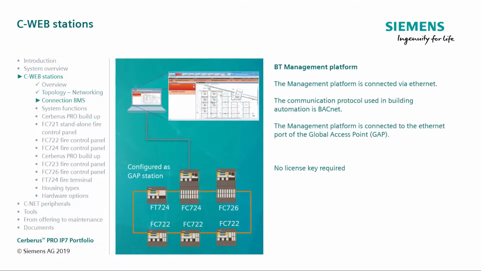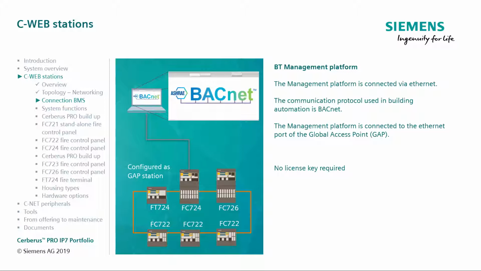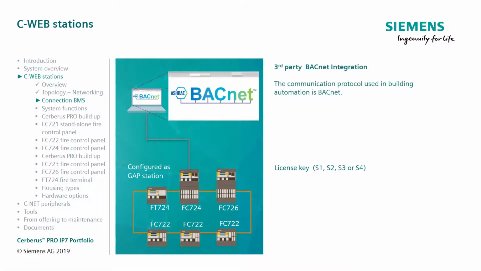As you can see from the picture, the station is able to communicate with a management platform such as Cerberus DMS. This communication is carried out via the Ethernet port on the GAP station using the BACnet protocol. No license key is required for a BT management platform. You can also communicate with a third-party management platform using the BACnet protocol. Depending on the access rights, this generally requires a license key.